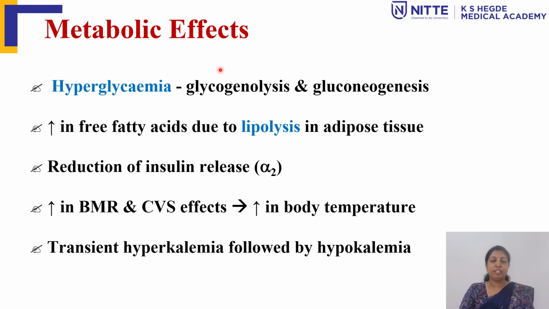Coming to the metabolic effects of sympathomimetics or adrenergic drugs, they can produce glycogenolysis and gluconeogenesis, thereby producing hyperglycemia. They produce lipolysis, thereby there is an increase in free fatty acids from the adipose tissue. They can reduce the insulin release, mainly by action on the alpha 2 receptors in the pancreas. They can increase the BMR and cardiovascular effects, thereby increasing the body temperature. And also there is transient hyperkalemia followed by hypokalemia.